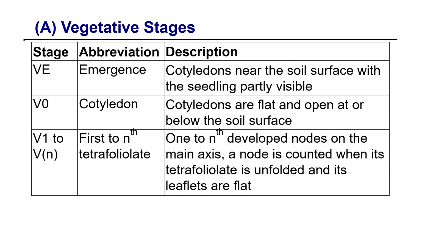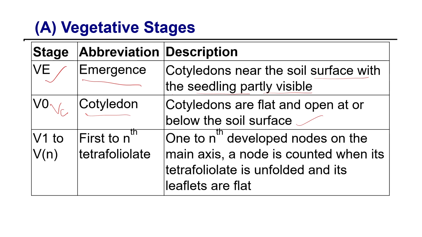Now see the vegetative stage, it is divided into several sub-stages. So the first one is VE. This is V for vegetative stage and E for emergence. So it is actually emergence, cotyledons near the soil surface with the seedling partly visible on the surface of the soil. Next is V0, or you can also call it VC, because C is for cotyledon. Cotyledons are flat and open at or below the soil surface. These cotyledons are very important. They do some photosynthesis and provide food to the developing seedling.